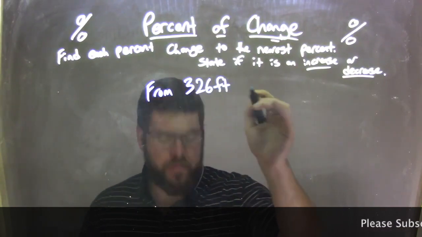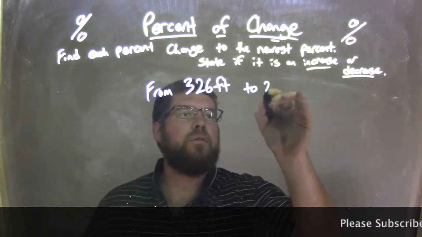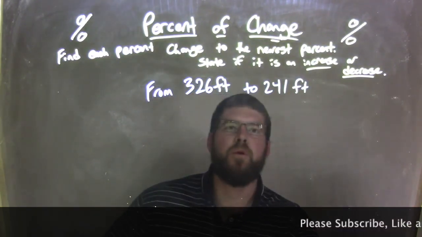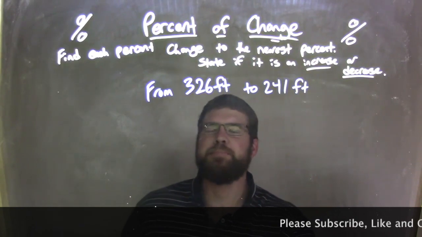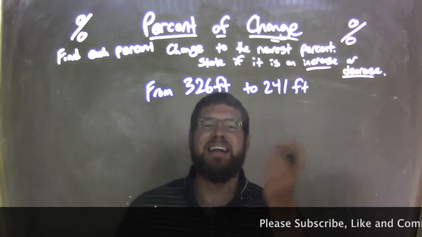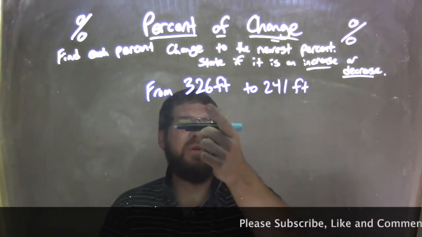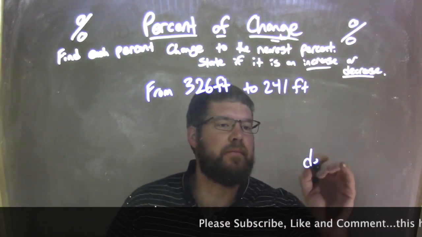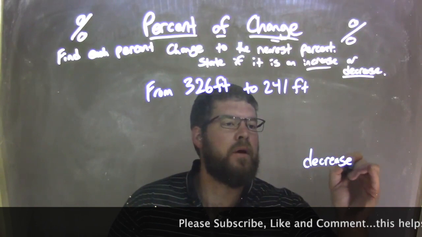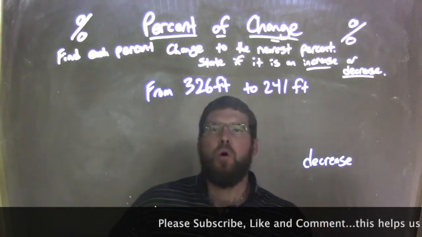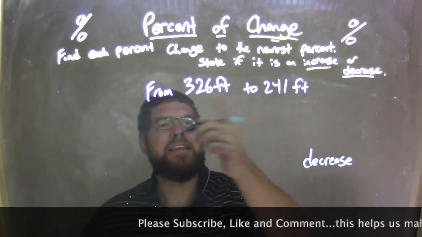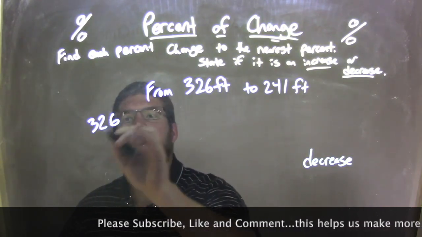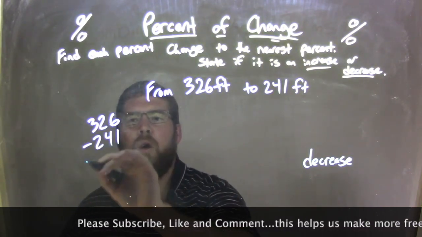326 feet to 241 feet. So 326 feet to 241 feet. Well, what should I do with that? Well, is that an increase or decrease first? And well, 326 goes down to 241, so it's a decrease. So we have a decrease here, okay? Well, what should I do with that now? So I need to find the difference first between these two numbers, 326 minus 241.